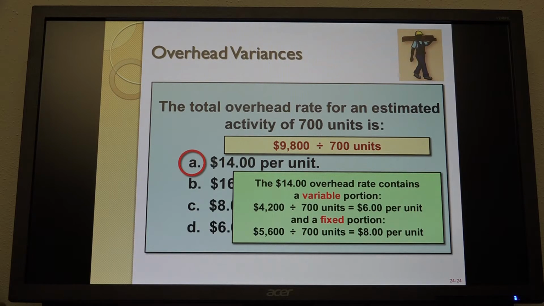And so this overhead rate contains a variable portion, and it also contains a fixed portion. And so you figure that out by taking the costs of the two. They're $4,200 for the variable overhead, divided into 700 units is $6 per unit, as we talked about. And then, of course, $5,600 fixed costs divided into 700 is $8 per unit, so total $14 per unit.